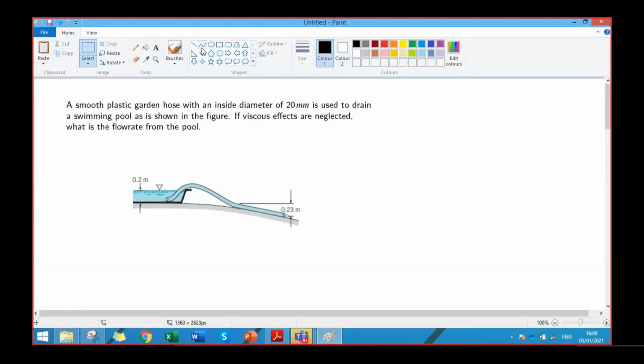So in this problem, you have a smooth plastic garden hose. This is basically a garden hose, a pipe, and small diameter pipes are usually called hoses, with an inside diameter of 20 millimeters. And you have placed it in a swimming pool. Due to the slope, this tube is draining the pool. You are required to calculate the rate at which the flow is happening from this hose. Can you solve this problem?